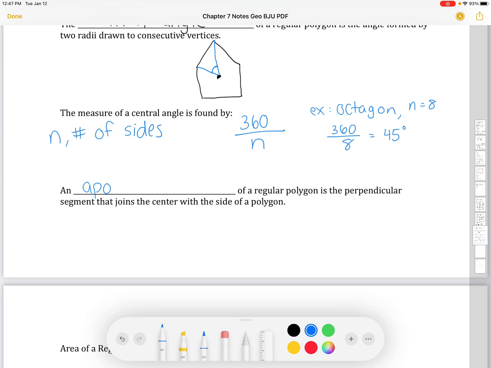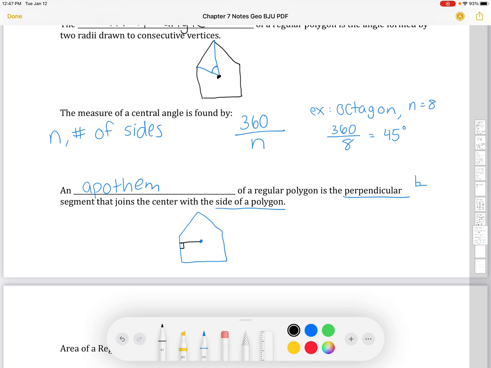An apothem of a regular polygon is a perpendicular segment, meaning it's going to form a right angle, that joins the center to the side of the polygon. So remember, the radius joins the center to a vertex. The apothem joins the center to the side. We have the same shape we've been looking at, this pentagon, and this is my center. My apothem would go to one of the sides, and it would form a right angle.